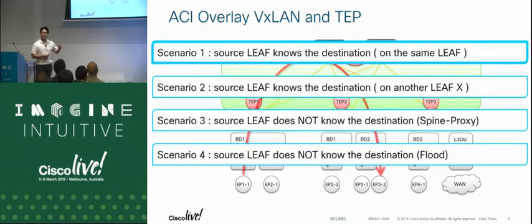Let's take a little bit closer, more detailed look at each example. First scenario is the source leaf knows the destination, and the destination is on the same leaf. The second one is the source leaf knows the destination, and it's on another leaf. The next one is the source leaf does not know the destination, and it somehow decided to do spine proxy. So what is spine proxy? Don't worry about it, we'll get there. Then the last one is the source leaf does not know the destination, and instead of spine proxy, it decided to do flood.